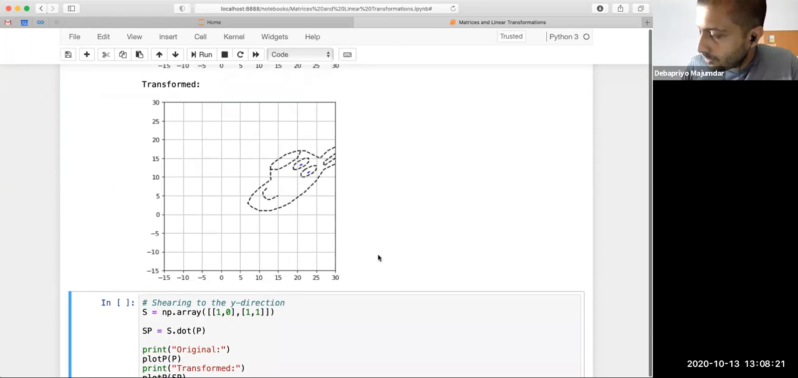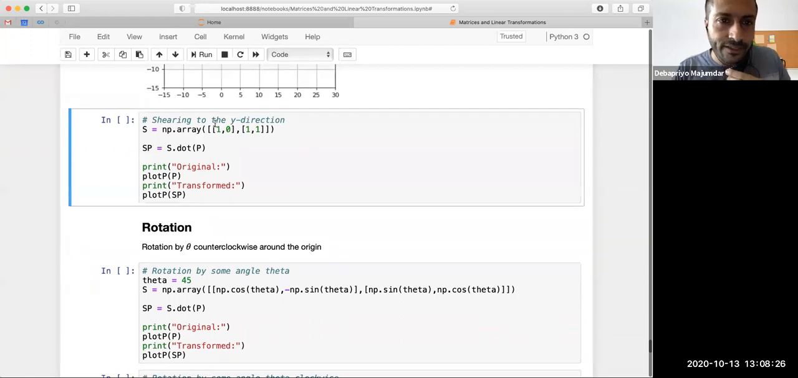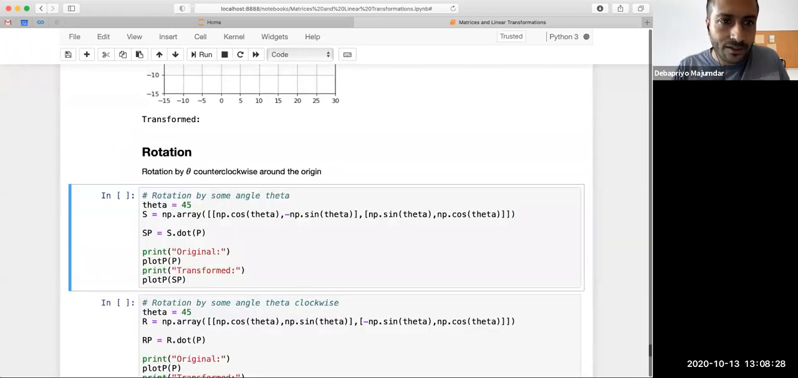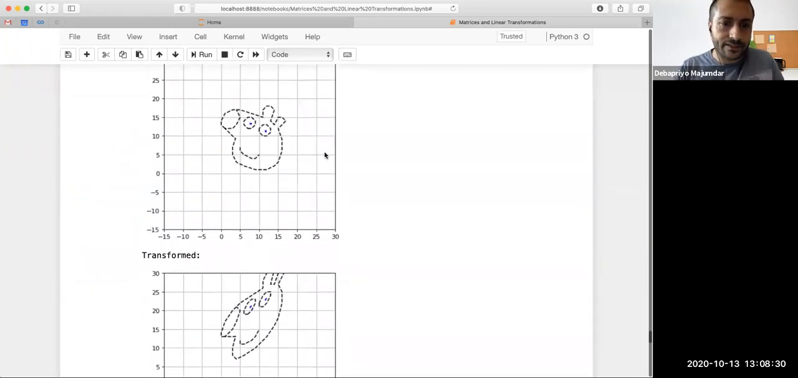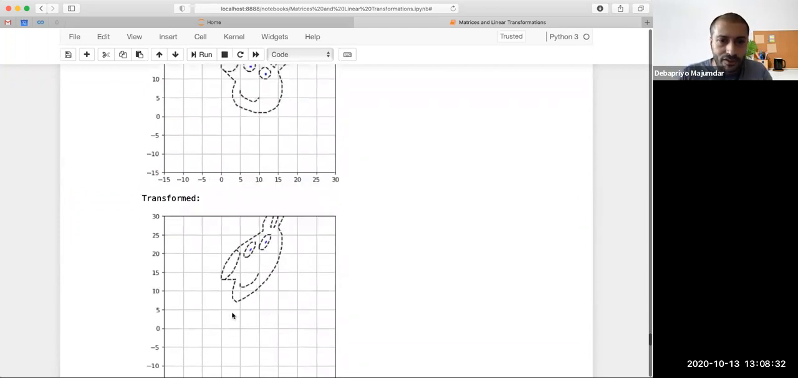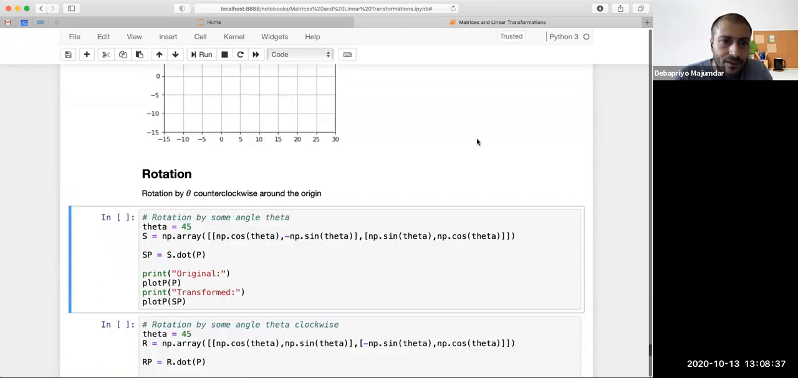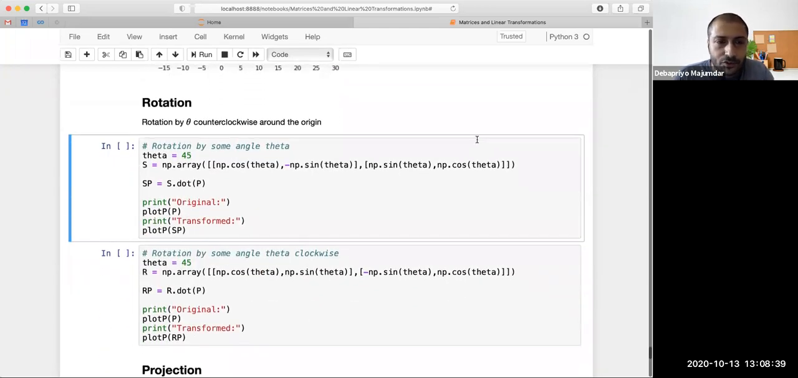Now, similarly, shearing in the y direction will be like 1 0 1 1. So something like this: the more the x, the more the y becomes stretched. And finally, we'll come to rotation.